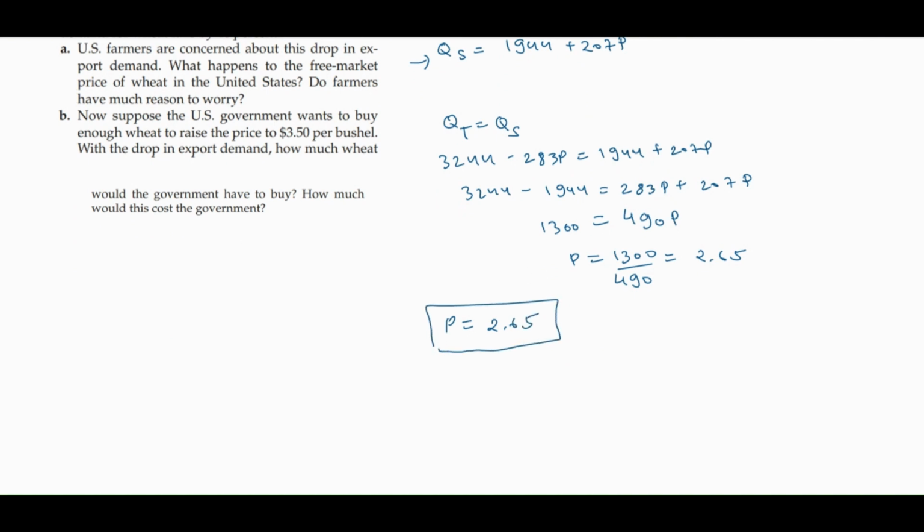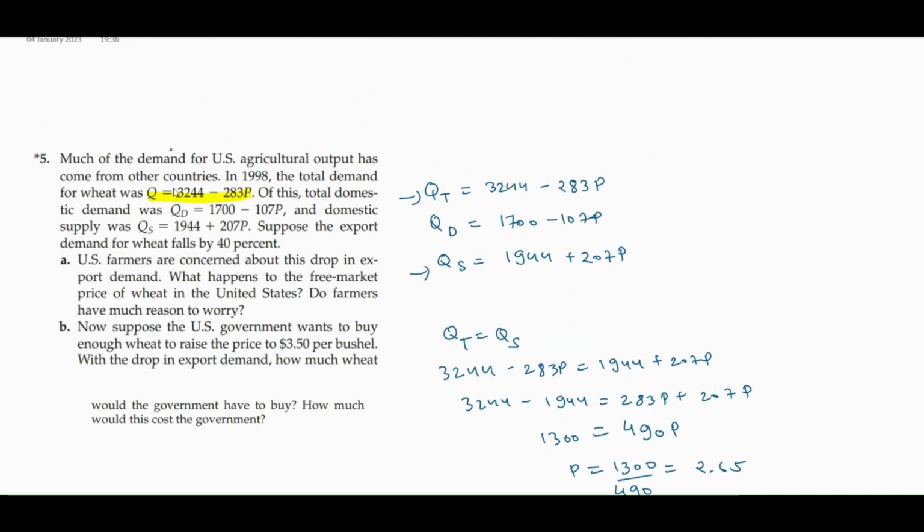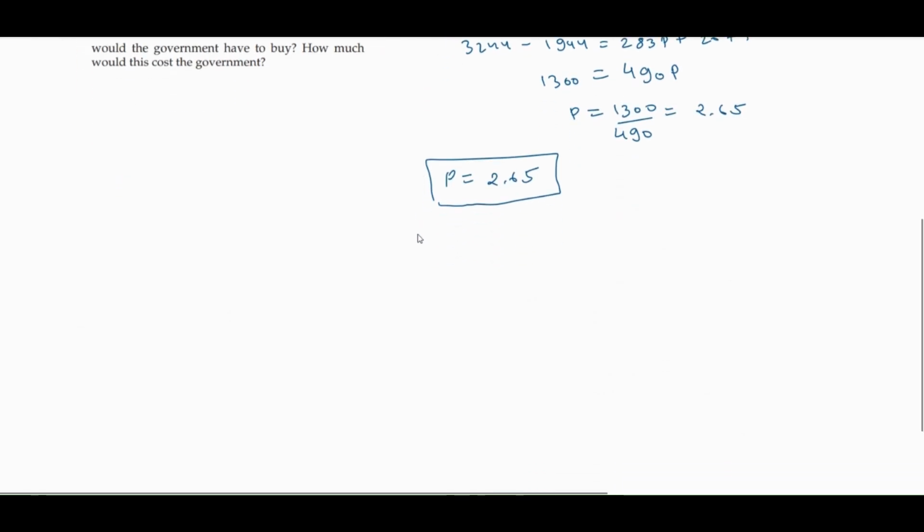Now what we have to do is find the export demand, because we don't know what the export demand is. We know the domestic demand and the total demand. So to find export demand, we can subtract domestic demand from the total demand. Let me denote the export demand with QE, and this is total demand minus domestic demand.